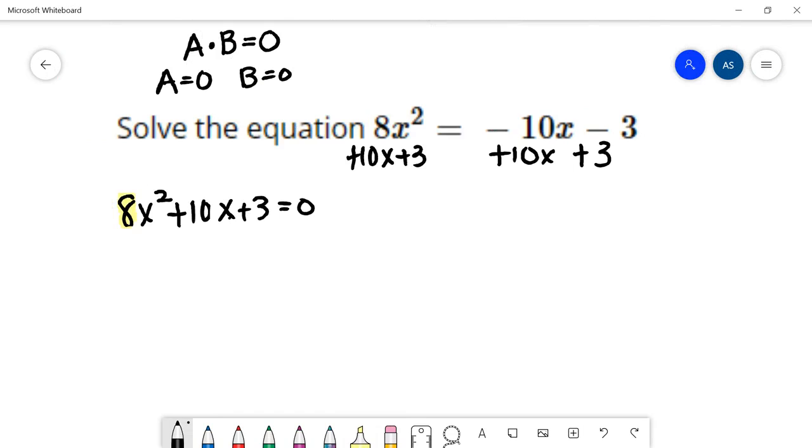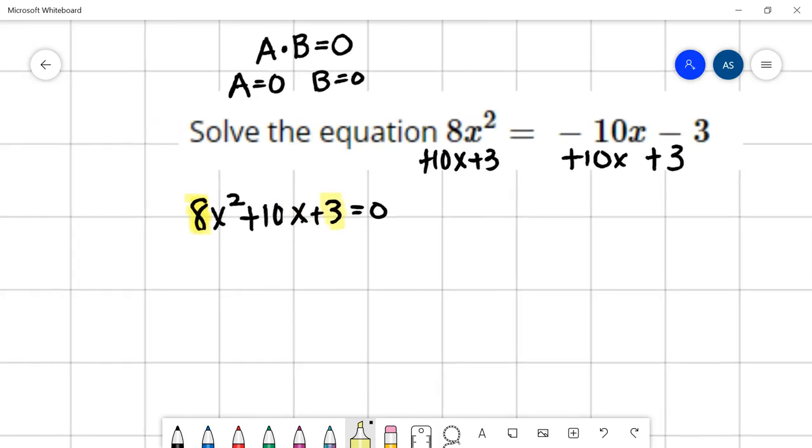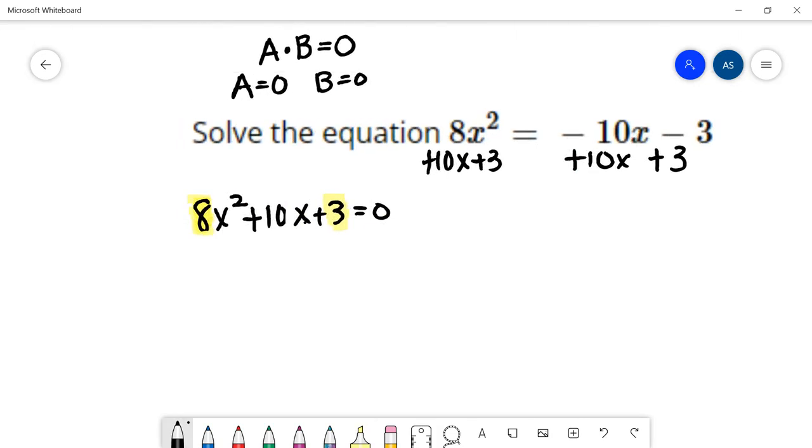So when it's the more complicated version, I can use the AC method or the trial and error, guess and check method. I'm going to use the AC method to solve this. With the AC method, A is the coefficient of your squared term, and C is the constant, and you multiply them together. I'll do that work on the side.